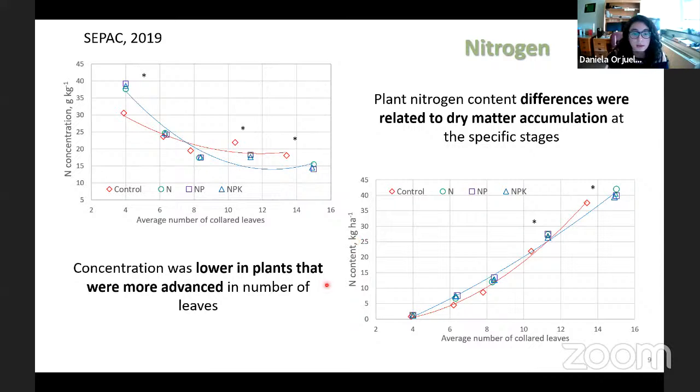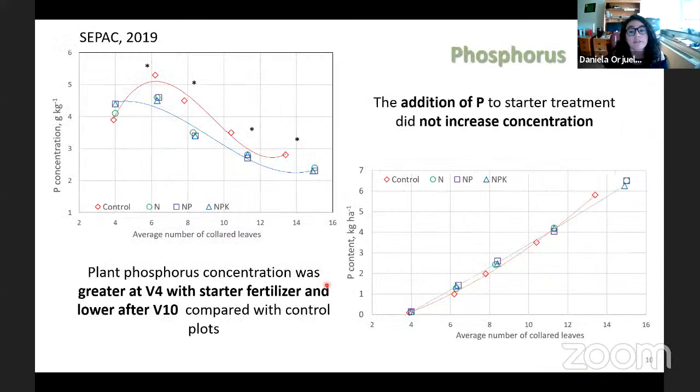In the case of phosphorus, thinking that we add phosphorus to 2 out of 3 starter treatments, we did not find any significant difference among the starter fertilizers. So putting phosphorus in the starter did not affect the phosphorus concentration in our research sites.